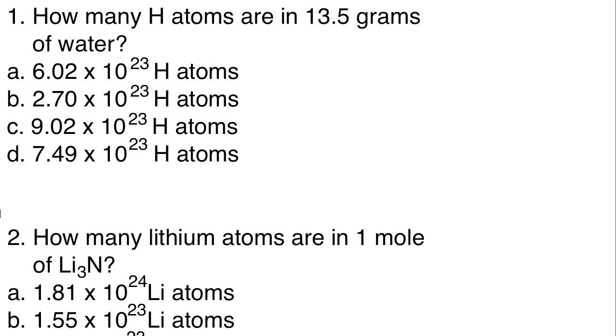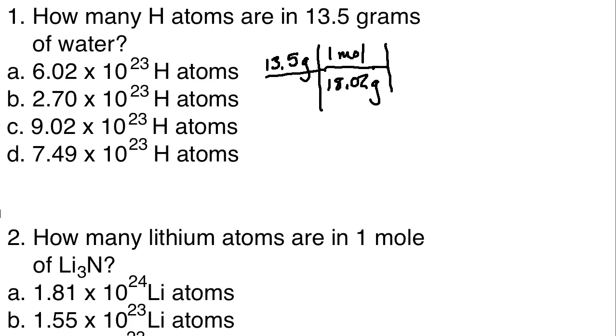Alright, so hopefully everybody has had a chance to work through these problems. So for the first one, it states how many hydrogen atoms are in 13.5 grams of water. So what we're going to do here is we would take 13.5 grams. For the sake of space, I'm not going to write all the units here, but that would be grams of water. And then 1 mole of water is going to be 18.02 grams. And then I need to get into molecules of water if I want to discuss the atoms, the hydrogen atoms associated with the water.